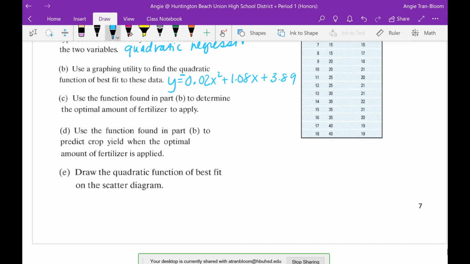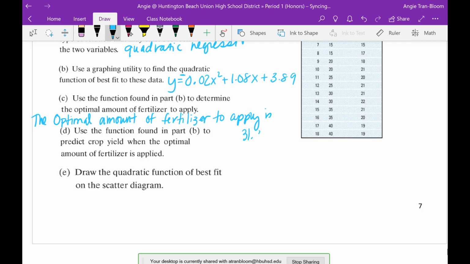So what is the optimal amount of fertilizer to apply? Based on your calculator, what is the number? 31.4, you said? Pounds for every 100 square feet.